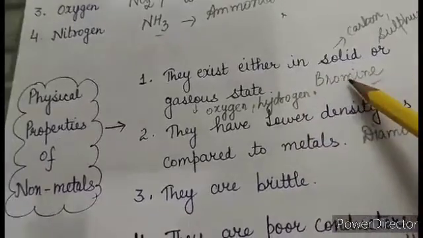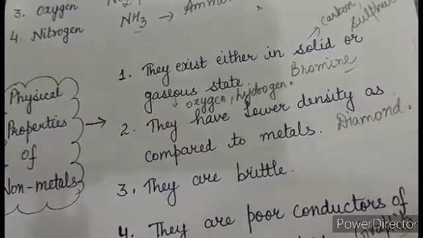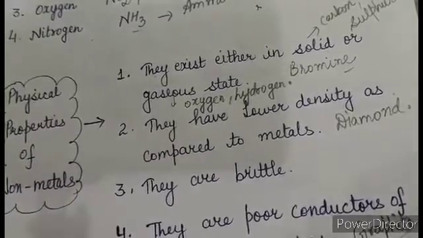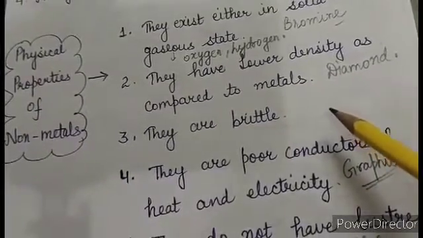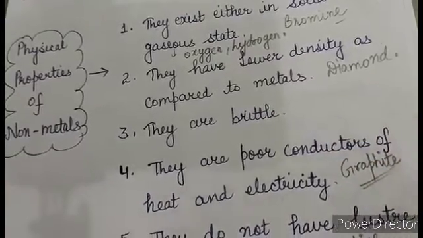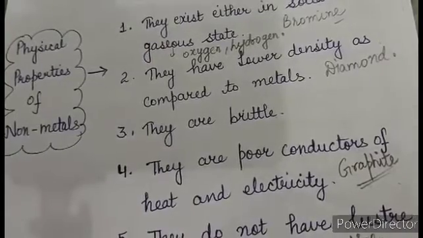Next is what? Physical properties of non-metals, that they exist in solid or gaseous states. And bromine is what? A liquid non-metal. That means non-metals exist in all the states of matter. Next, they are having what? Lower density as compared to metals. They are brittle. That means if they are hammered, they are converted into what? Powdery mass.